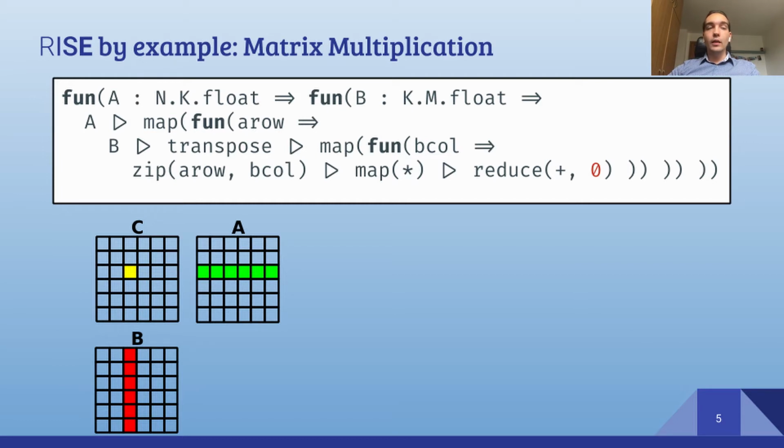To compute the yellow output element of matrix C, we perform the dot product of all the green values in the row of A with all the red values in the column of B. And this means to compute the full matrix multiplication, we have to compute the dot product for all rows in A with all the corresponding columns in B.